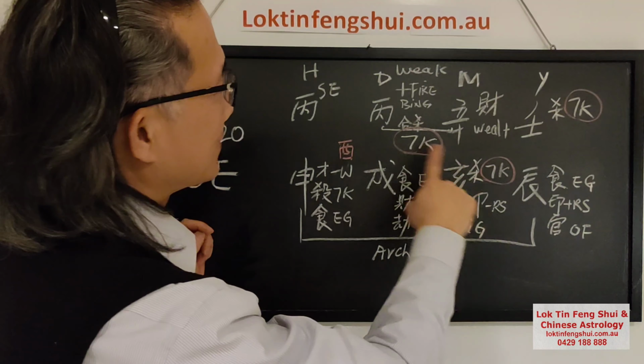Today we're going to talk about the Bazi. This is the 20th video, and as I said in the last video, we're going to talk about cases. So I have prepared cases here. This is a real case, a real person, and he is living in Melbourne at this moment.